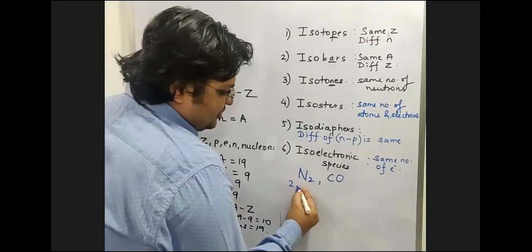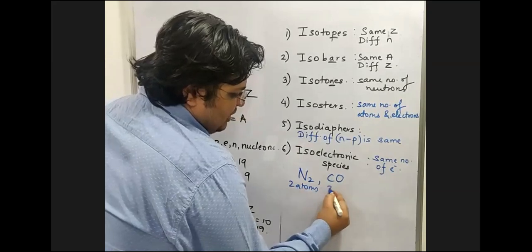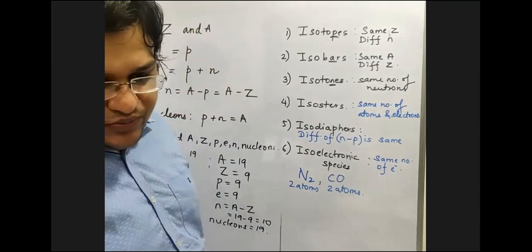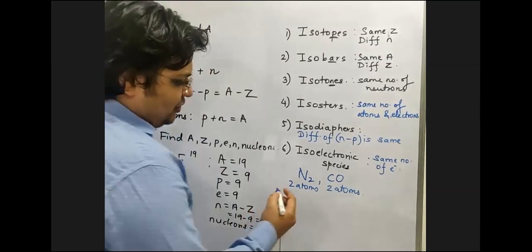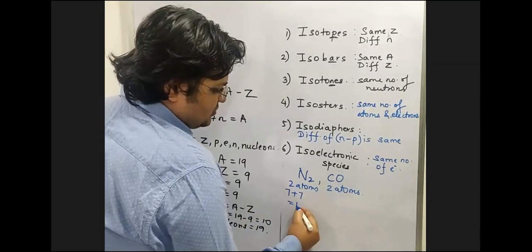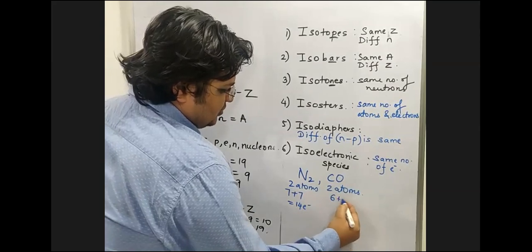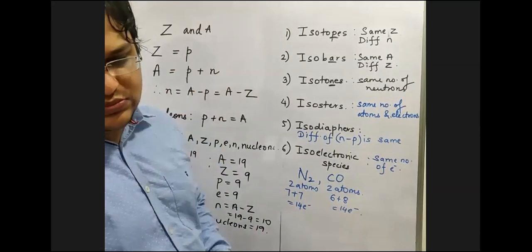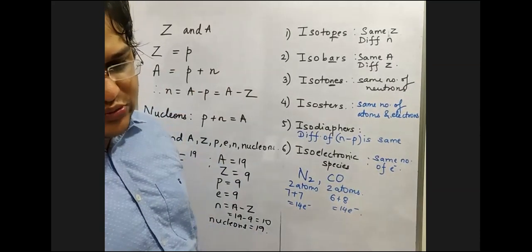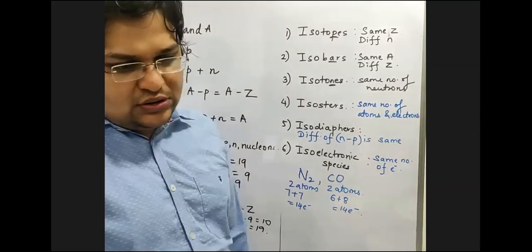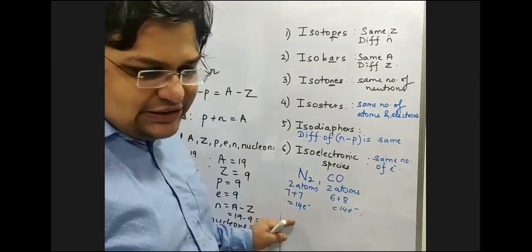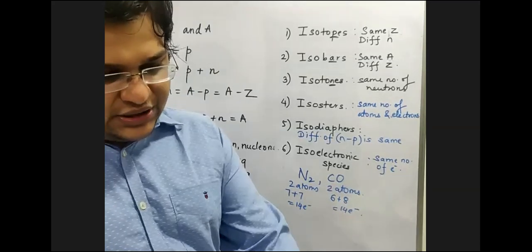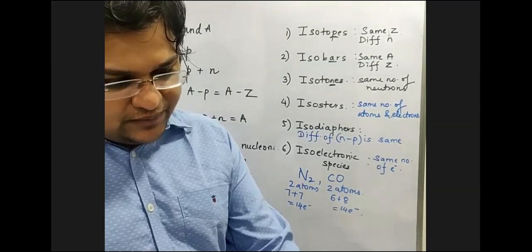Can I say 2 atoms? How many electrons over here? There are the same number of atoms, same number of electrons. Guys, are you understanding anything? Same number of atoms, same number of electrons over there.